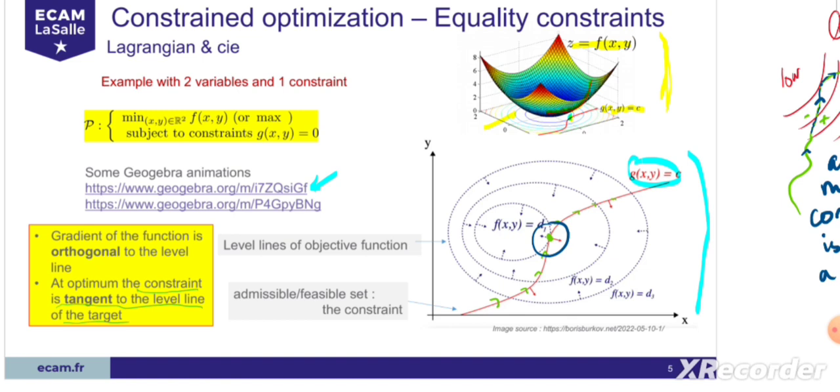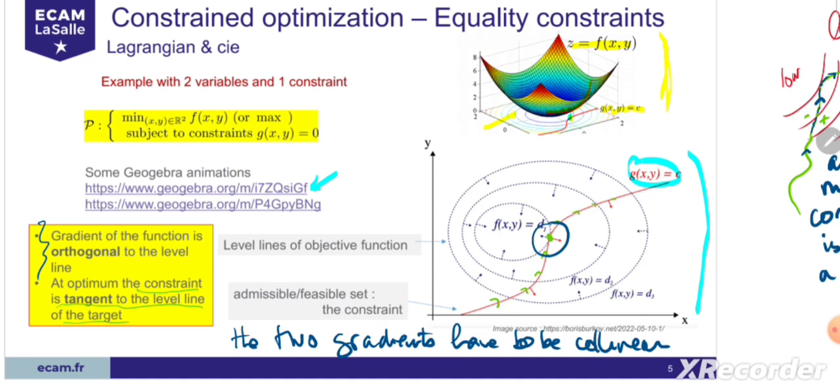And another way to say that is, as you know, that the gradient of your function is orthogonal to the level line, and the gradient of your constraint is orthogonal to your curve, then you get that the two gradients have to be collinear. Okay, so the gradient of the function is orthogonal to the level line. At the optimum, the constraint is tangent to the level line, so the two gradients have to be collinear. Okay, and actually this is going to be the main result that we're going to get, the order one result.